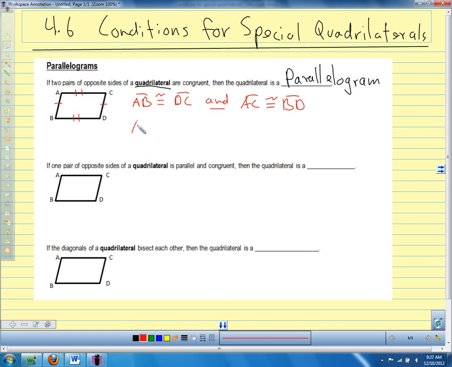We could say, rather than congruent, we could talk about their lengths. AB equals DC, and AC equals BD. So in the first one, we're saying the segments are congruent. In the second one, we're saying that their lengths are the same, which is essentially the same thing. So our figure could be marked like this, or it could be written out like so. If we know that two pairs of opposite sides of a quadrilateral are congruent, that guarantees that we have a parallelogram.